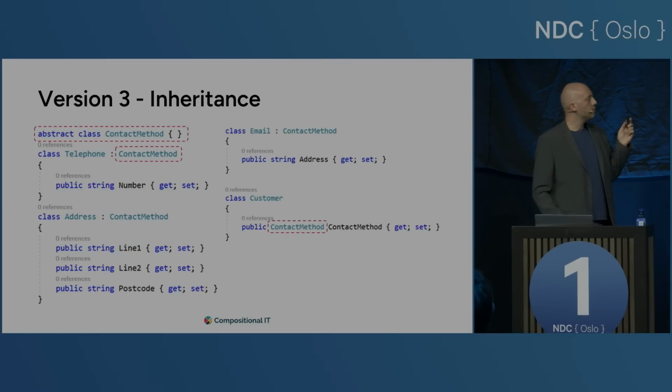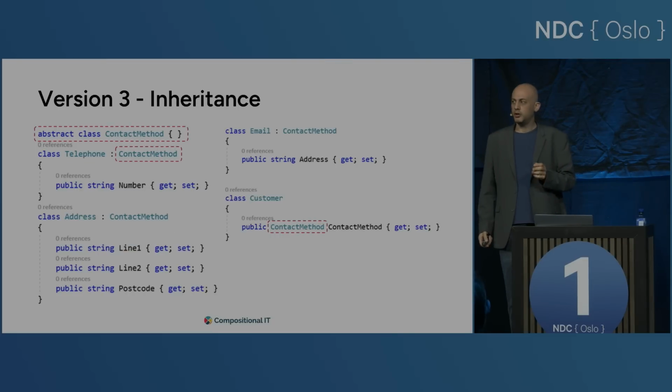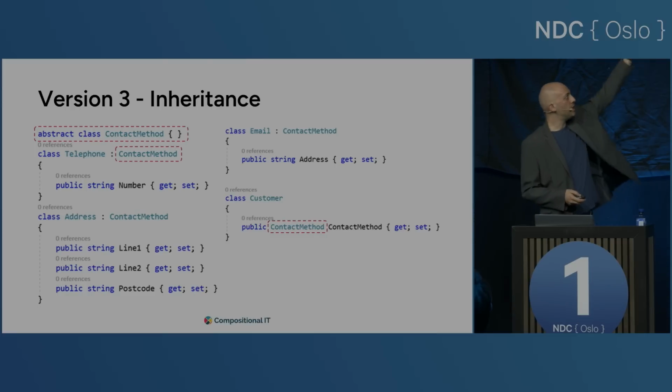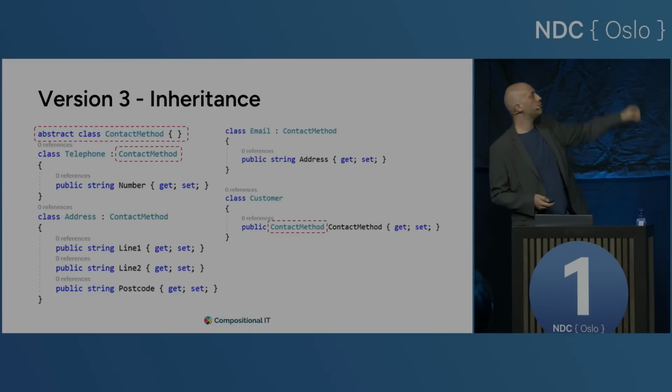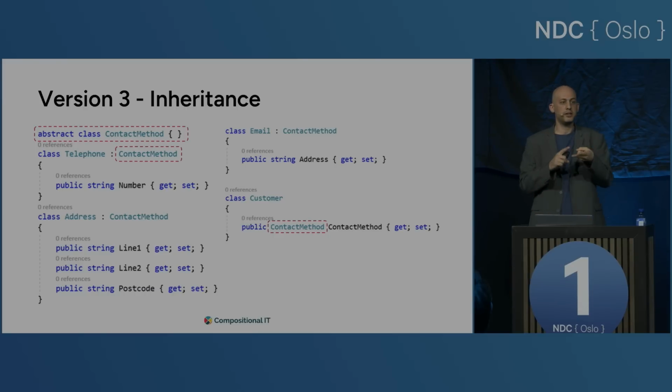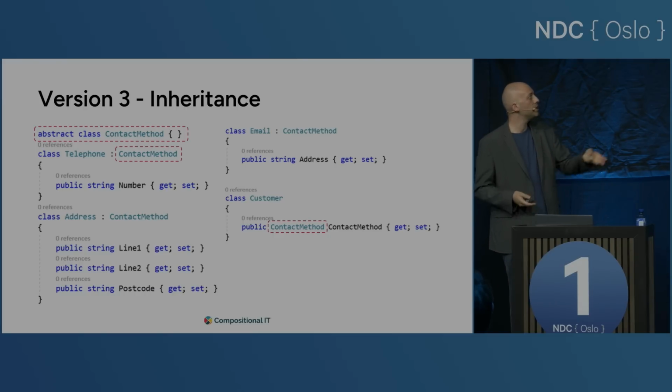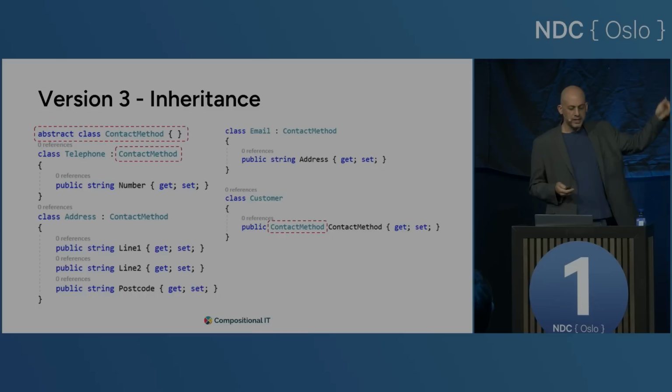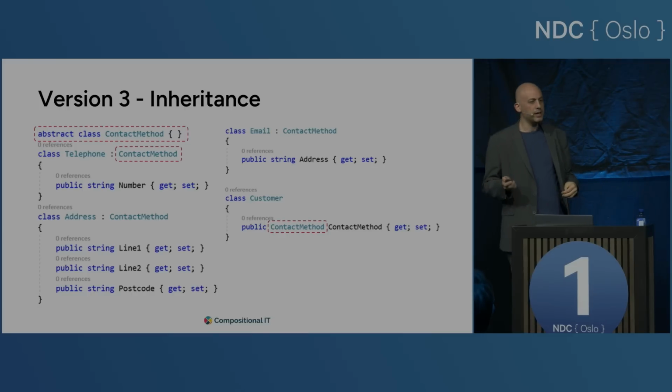This is the real way that you would do it in an object-oriented language: you would use inheritance. So you would have a contact method abstract class, and then you'd inherit from it. So you'd have a telephone contact method, an address contact method, and an email method. And they'd have the data on it, and then you'd have a contact method on it as well.